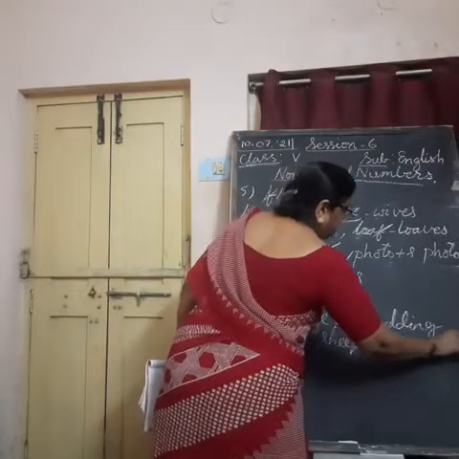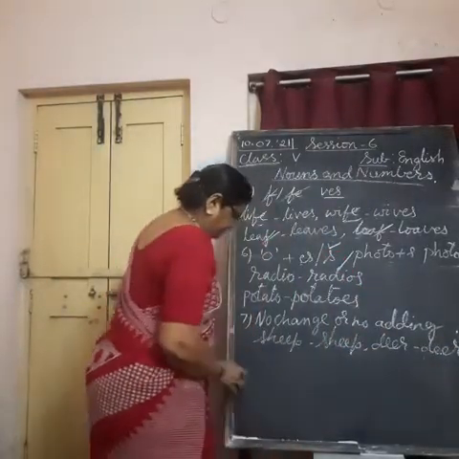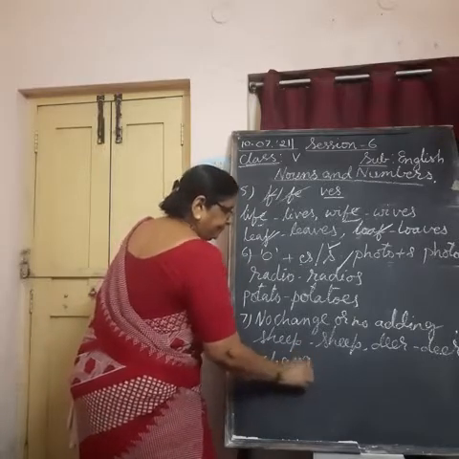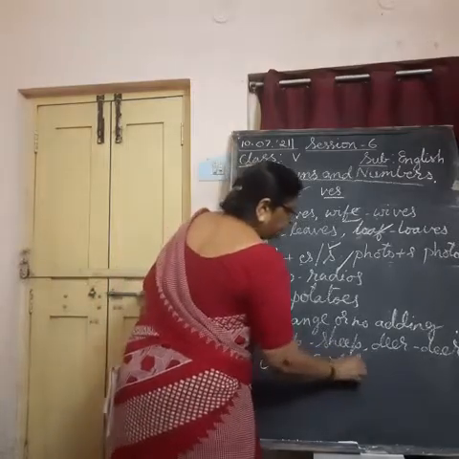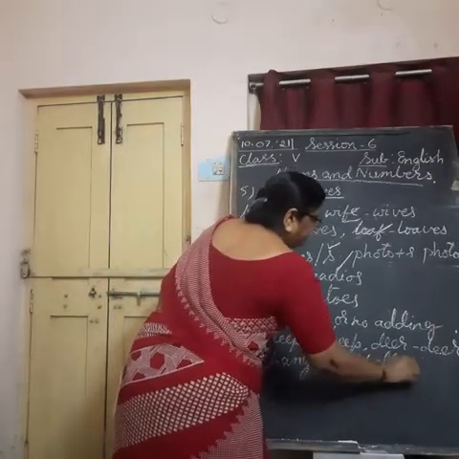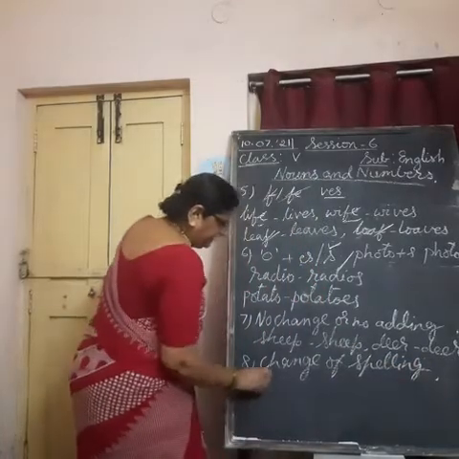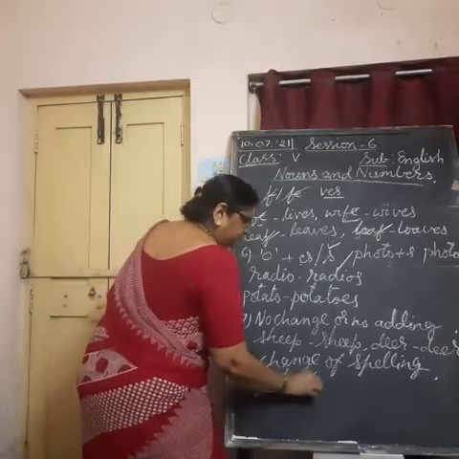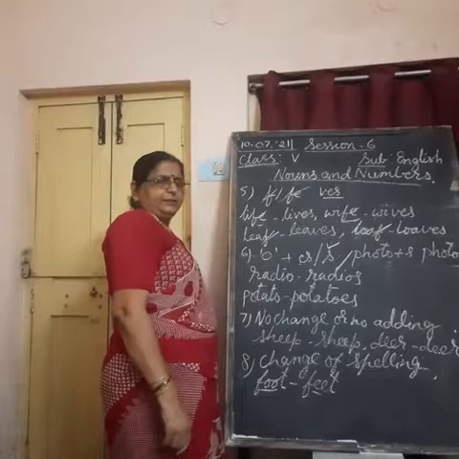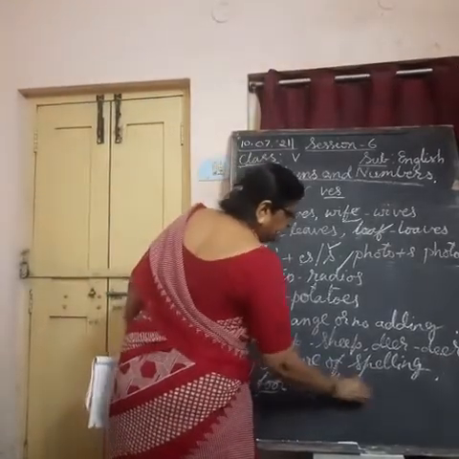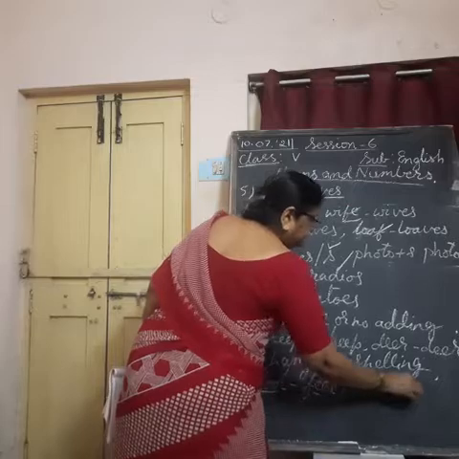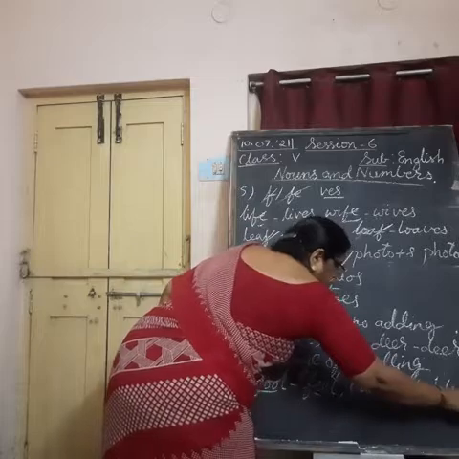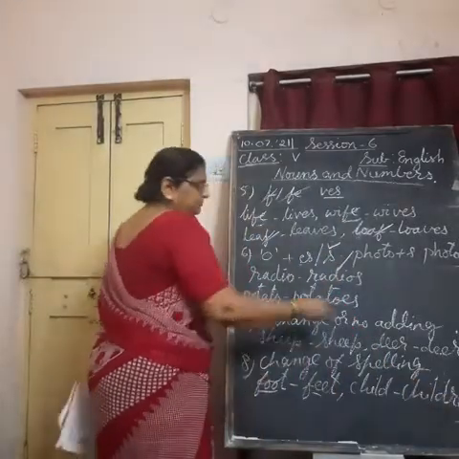Understand? And the next rule is change of complete spelling. Change of spelling. Here, foot is there. We are changing the vowels. And to make it plural, we write feet. In the other case, what we do? Child is there. We change into children in its plural form. So these are the two different ways in which we change the spelling and form the plurals.